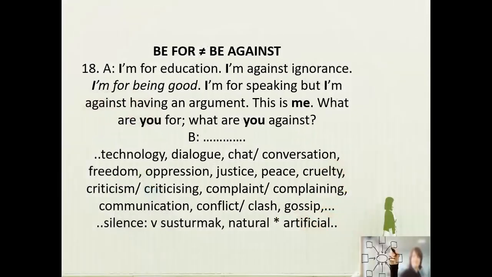Now, before, be against. 18. I am for education. Everybody is for education, in fact. I am against ignorance. Everybody is against ignorance. I am for being good. Yeah, I am for speaking, but I am against having an argument.